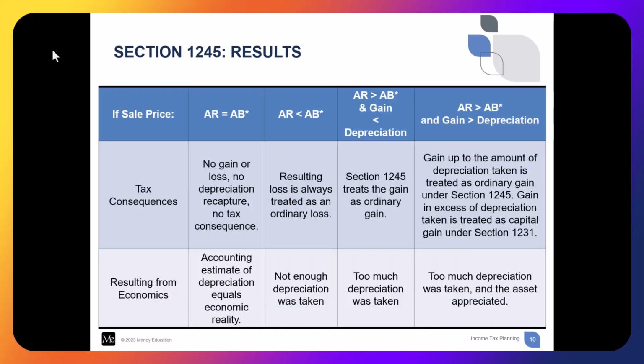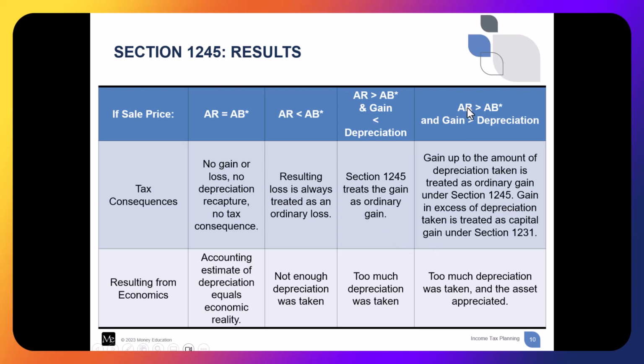So what are the consequences? If the sale price equals the adjusted basis, amount realized equals adjusted basis, then there's no gain or loss, no recapture. If the amount realized is less than adjusted basis, a loss is always treated as ordinary. If the amount realized is greater than adjusted basis and the gain is less than the total depreciation, then 1245 gain is treated as ordinary.